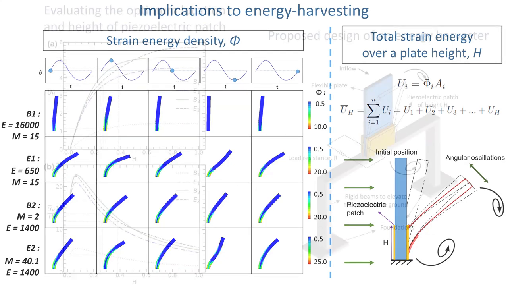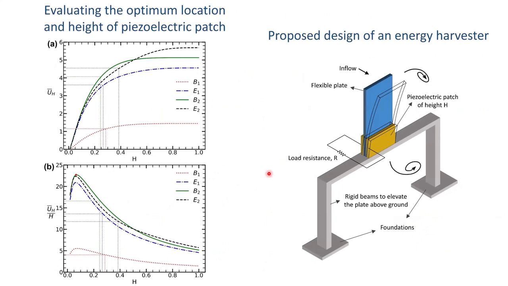Now we have plotted this strain energy density and figured out that you just have to attach a 20% height piezoelectric patch. These lines show that about 80% of the energy is recovered if you attach it. So you can actually optimize the cost of the piezo versus the energy.